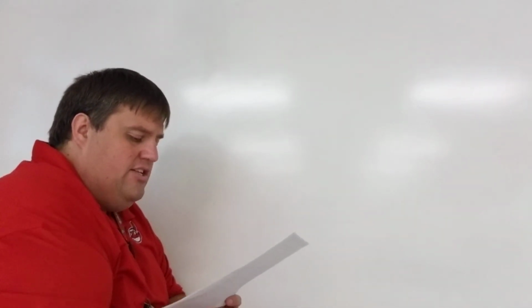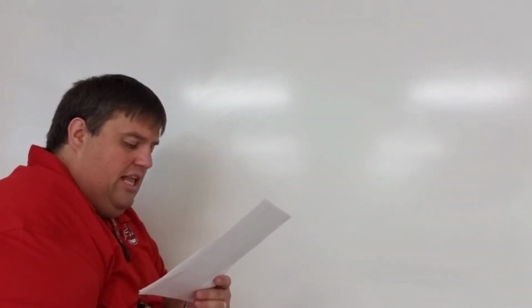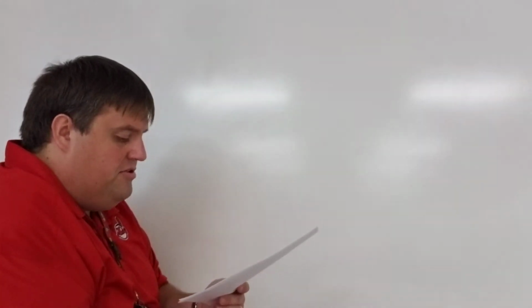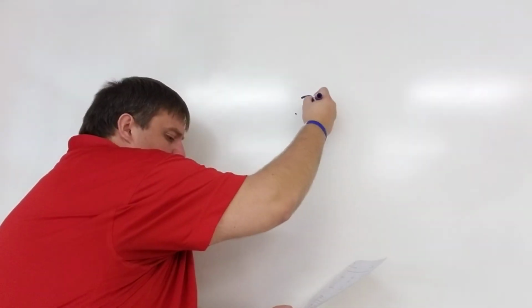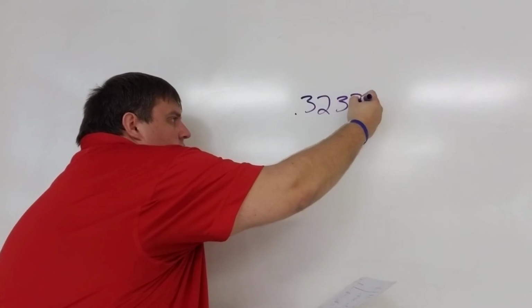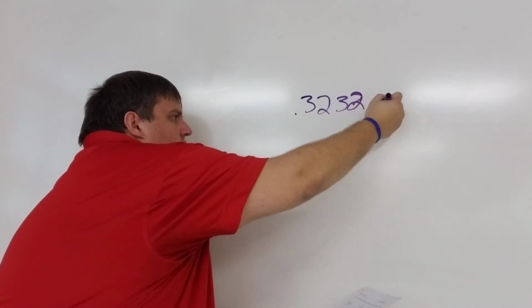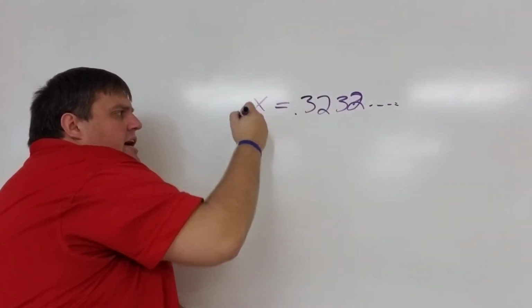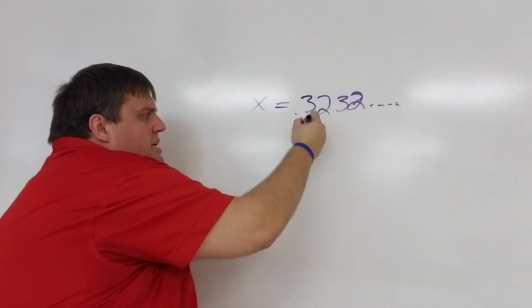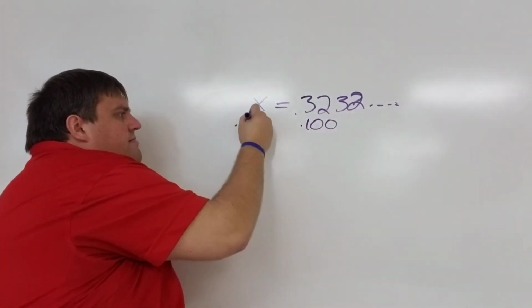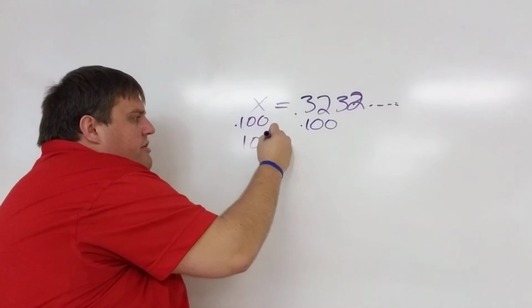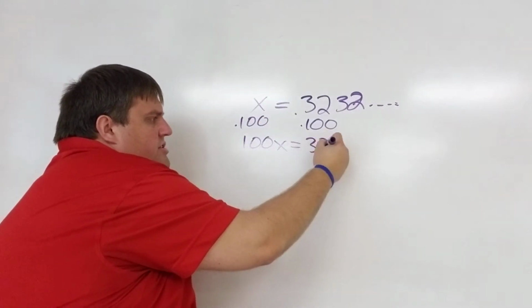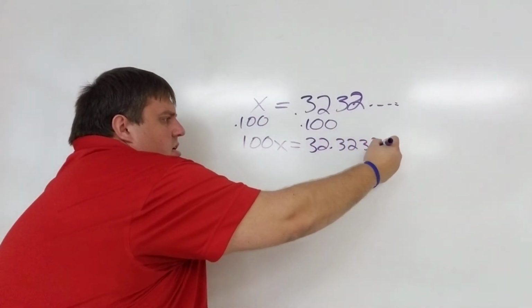Number 11 is one just like number 7. It's a repeating decimal. Sorry. So you can set it equal to x. 2 digits repeat, so this time we multiply by 100. That's going to give you 100x equals 32.3232.